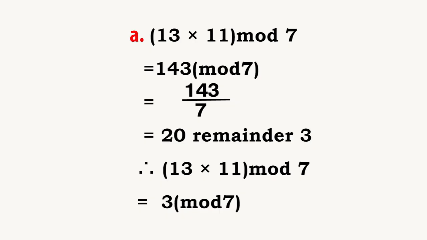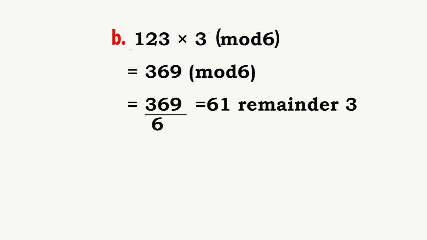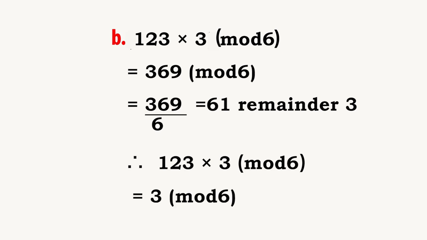Let's look at the second example. We have 123 times 3 in mod 6. First thing, multiply the two numbers. That gives us 369 mod 6. So we now change the 369 by dividing by 6 and keeping the remainder. So dividing 369 by 6, we get 61 remainder 3. And therefore, 123 times 3 mod 6 is equal to 3 mod 6.